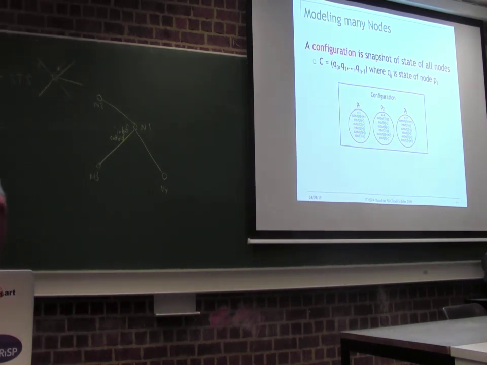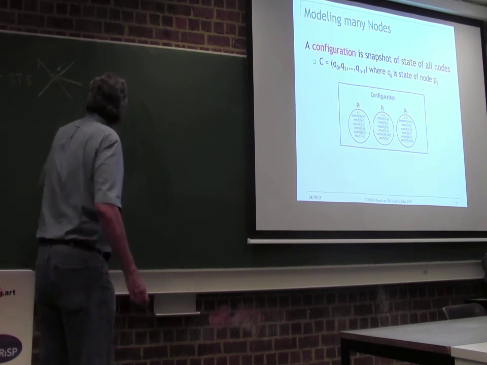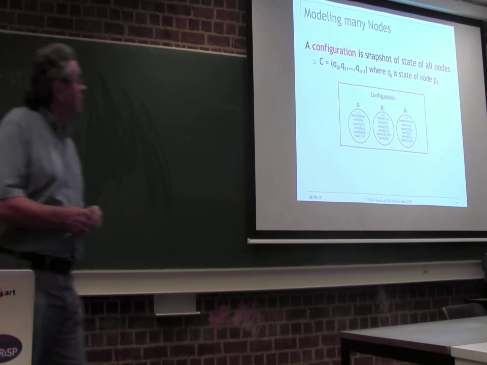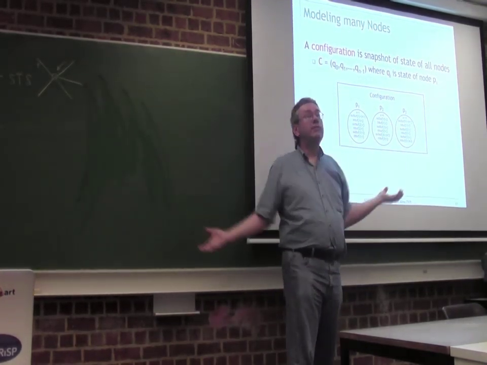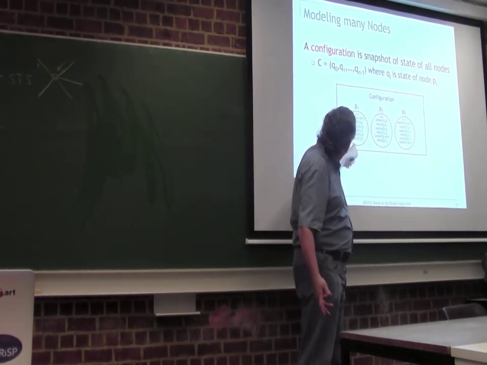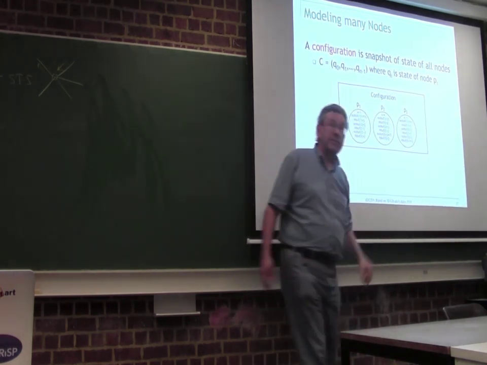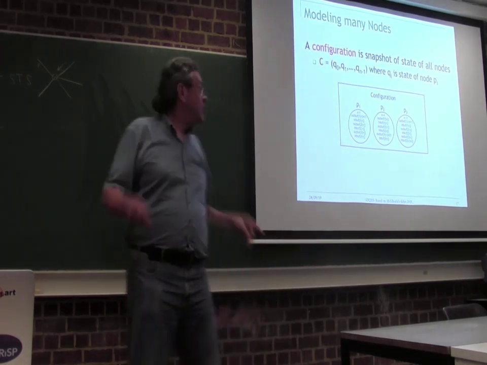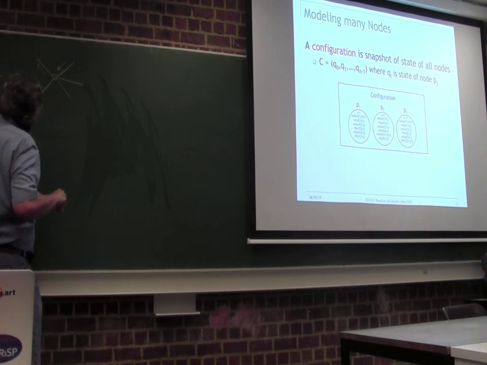Okay, so that's enough for one node. Let's look now at many nodes. The first thing I want to talk about is the state of the whole system, of all the nodes. So P1 has its local state, P2 and P3, but the whole system also has a state. Okay? We're not going to use the word state for the state of the whole system. We're going to use another word for that called configuration.